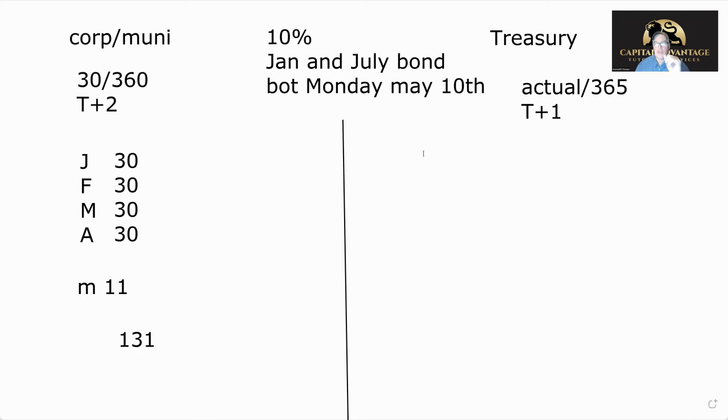Let's jump to the treasury. It gets a little more hairy, but it's not so bad. If you buy it on Monday, May 10th, it settles on the 11th, so it's T plus one. So we go back, and in May it's only 10 days. Now we have to go January, February, March, April, and then May. So those are the 4 months.